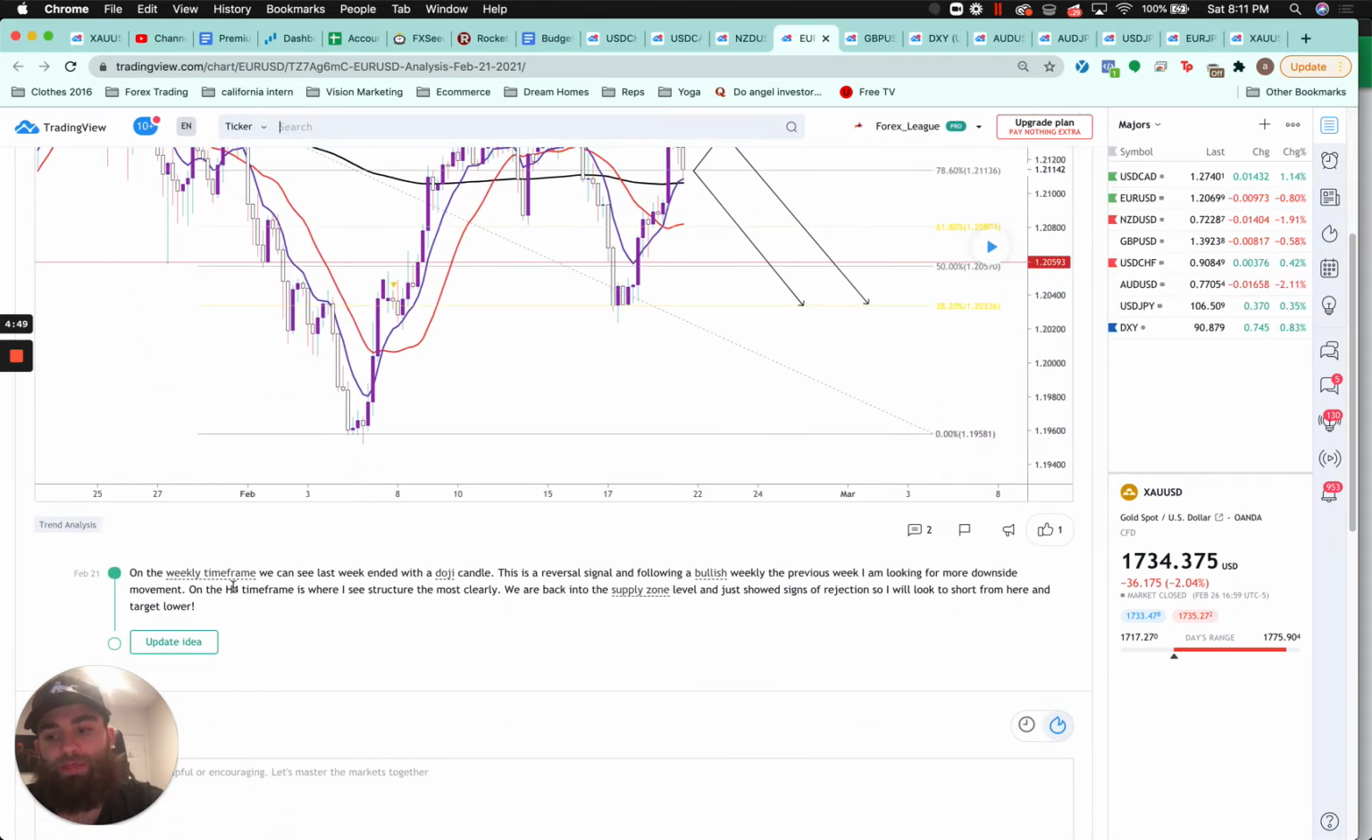Let's move through. On the weekly time frame, we can see last week ended with a doji candle. This is a reversal signal, and following a bullish weekly the previous week, I'm looking for more downside movement. On the 4-hour time frame is where I can see structure the most clearly.